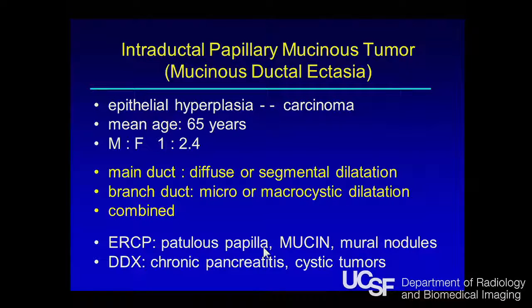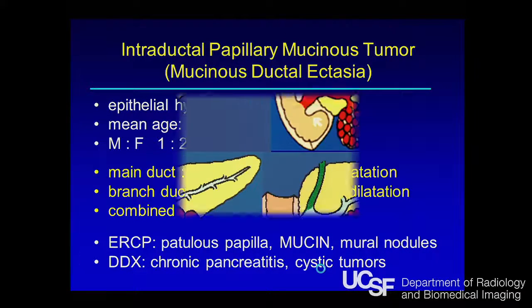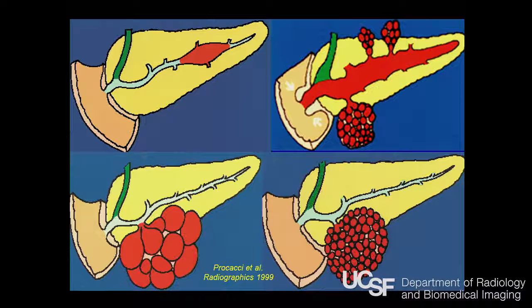Now, ERCP is often diagnostic in that the gastroenterologist will see a wide open patulous papilla with mucin pouring out of it. If they are able to advance the scope and look into the duct itself, they may actually see mural nodules. As I mentioned, the differential diagnosis is chronic pancreatitis, particularly when you have involvement of the main duct, and the cystic tumors when you have involvement of the branch ducts. This graphic should bring that home for you.